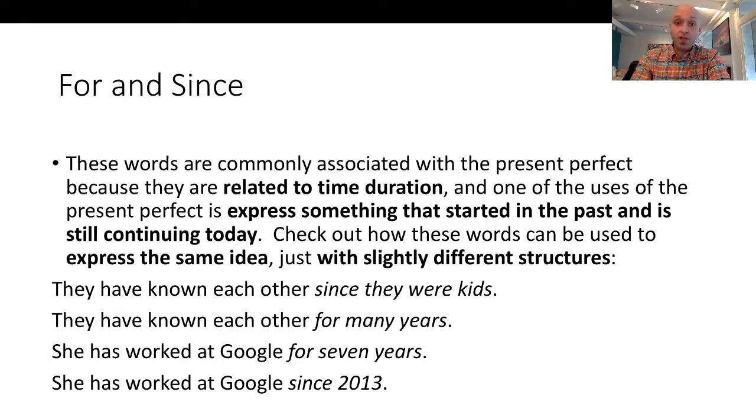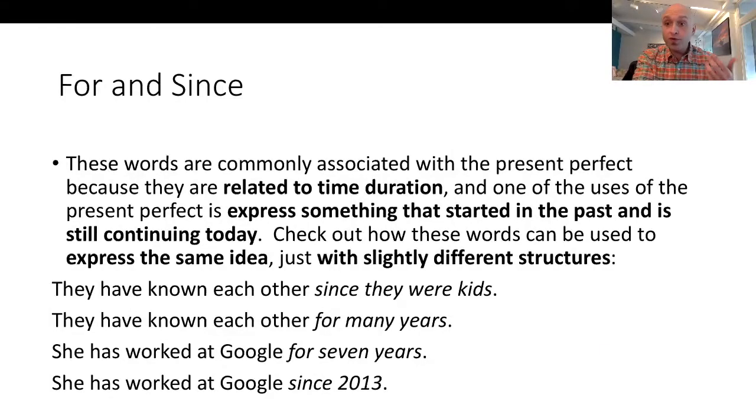Agora vamos falar sobre algumas palavras que são bem usadas com o present perfect. E as primeiras duas são for e since. E por quê? Por que usamos tanto for e since com o present perfect? Porque for e since são usados para expressar duração. E essa é uma das ideias principais do present perfect simple. Essa ideia de continuidade, que começou no passado e continua até hoje. Não tem que ser literalmente agora, mas continua até hoje.